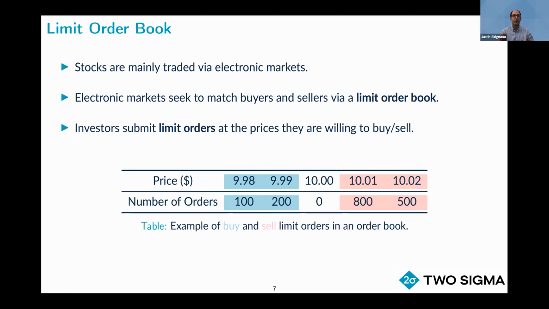Investors submit limit orders at prices they are willing to buy or sell at. In the United States equity markets, orders can be submitted in price increments of 1 cent. The example here shows the first few price levels of an order book. Buy limit orders are in blue and sell limit orders are in red. And at each price, the number of limit orders is stated.